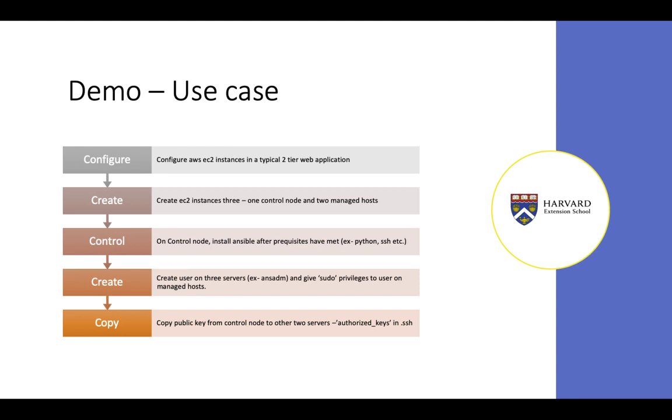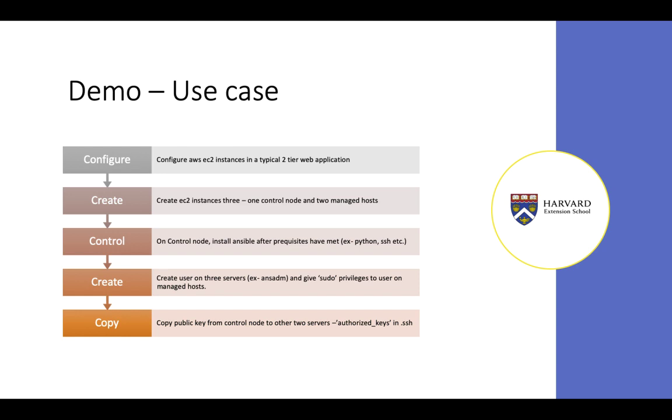Once I have installed Ansible, the second thing we need to do is make sure there is a user, quote unquote, ans admin, like Ansible admin. I created the Ansible admin user in all the 3 servers, and I have given sudo privileges to the ans admin user on the managed hosts, host 1 and host 2, not on the control node.